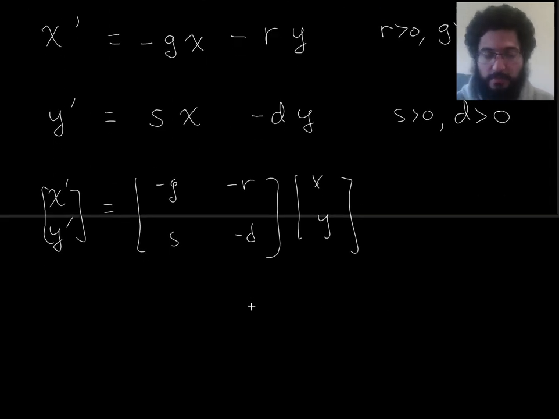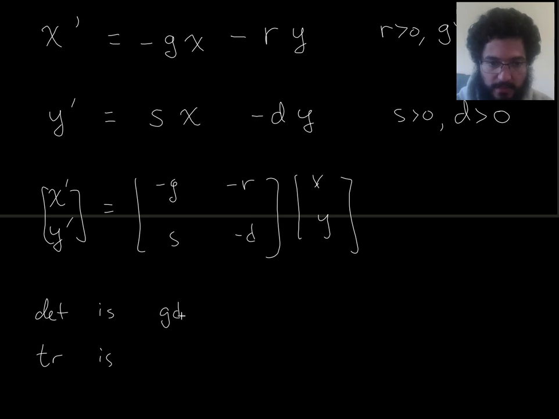Now, there's a lot I can tell about the system, actually, by just thinking about the matrix, right? That's what we saw in the previous lecture. Say, by looking at the determinant and the trace, I can just tell a lot of things. So let's just compute those. So the determinant is going to be this times this, so GD, minus this times this, so plus RS. Okay, so that's definitely greater than 0, right? Because all of the constants G, D, R, and S are greater than 0 here.